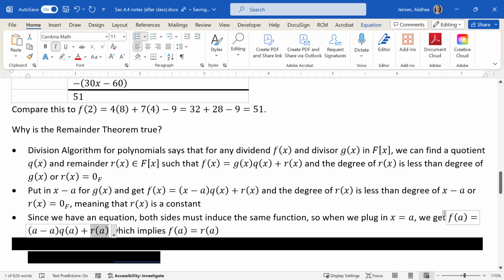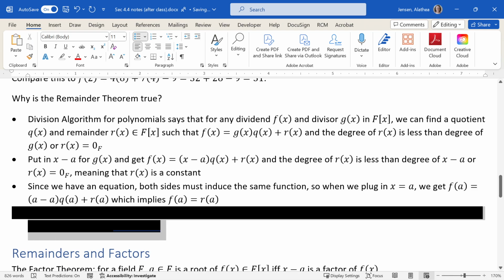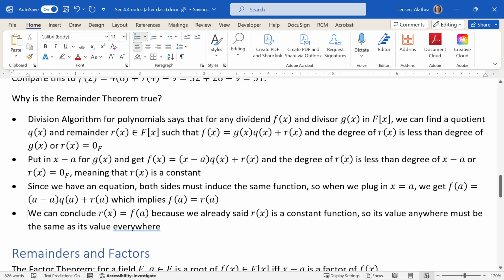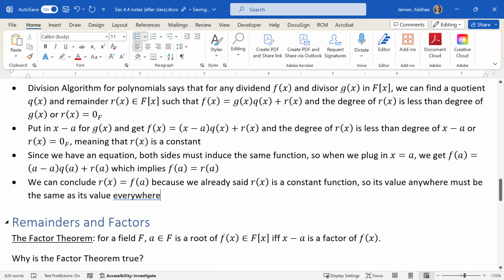But remember, we said that the remainder is just a constant. So that r of a is just whatever that constant r of x happened to actually be. Hopefully this makes sense to you, and if not, then maybe pause and think about it for a bit longer.